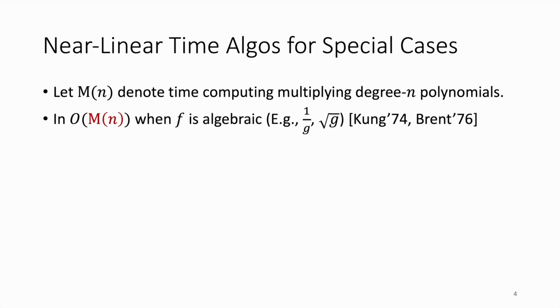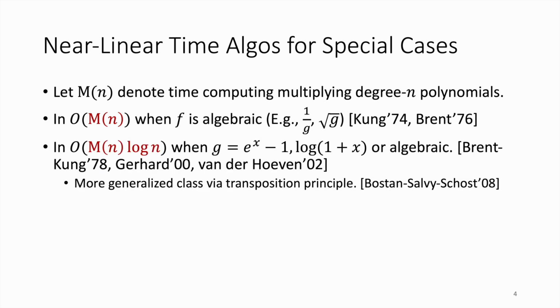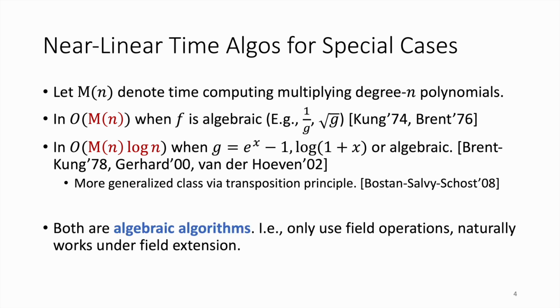When f is algebraic, the composition can be computed in O(M(n)) time. When g is algebraic or has some other structures, the composition problem can be computed with only a logarithmic overhead. I want to remark that both these two classes of algorithms are algebraic algorithms, in the sense that they only use field operations.